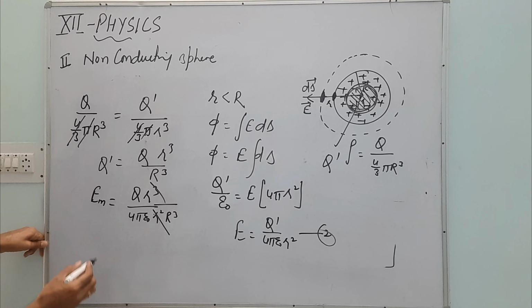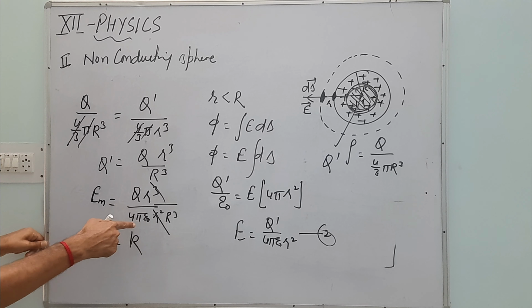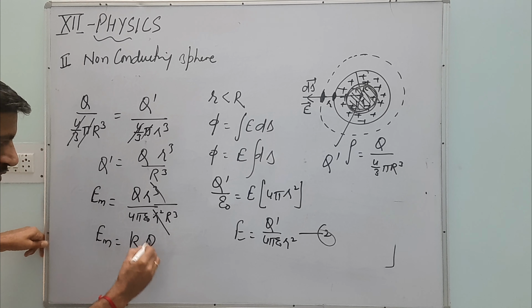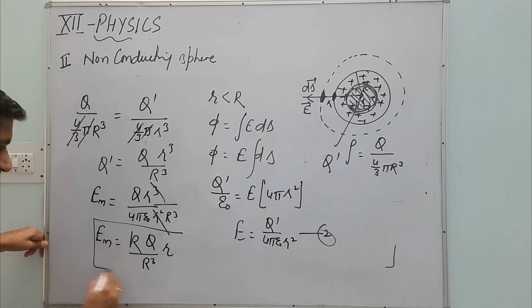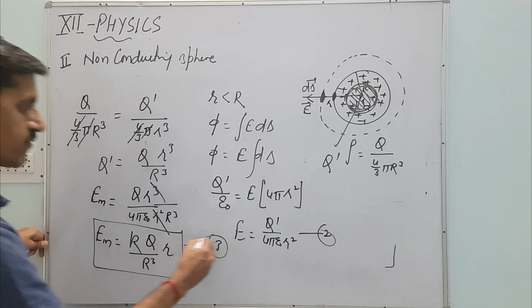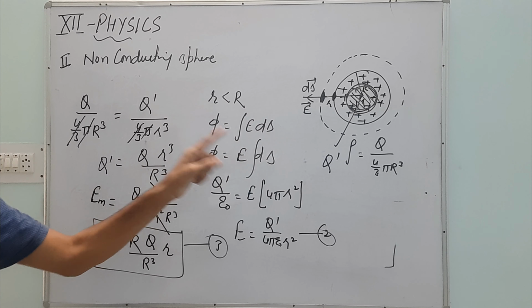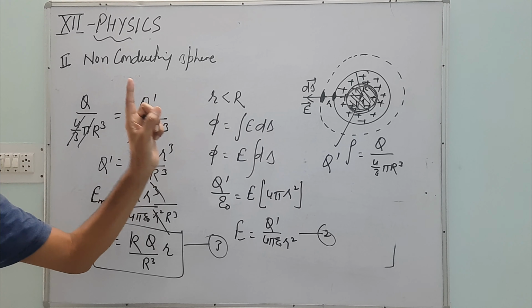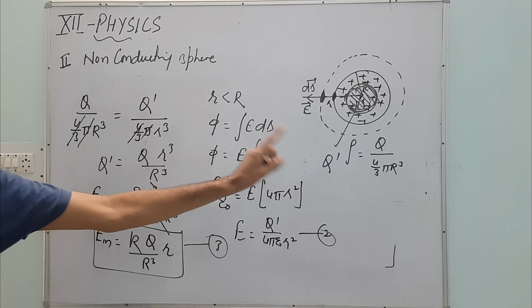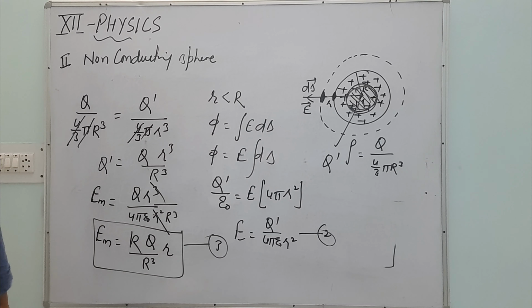R square cancels out with this. So this E inside is kQ upon capital R cube into r, where k is 1 upon 4 pi epsilon 0. This result is different from the previous results. So this is for the non-conducting sphere, which has a charge that is uniformly distributed.